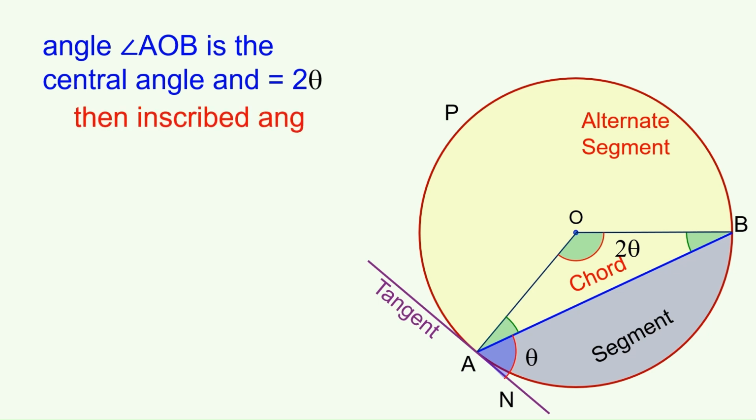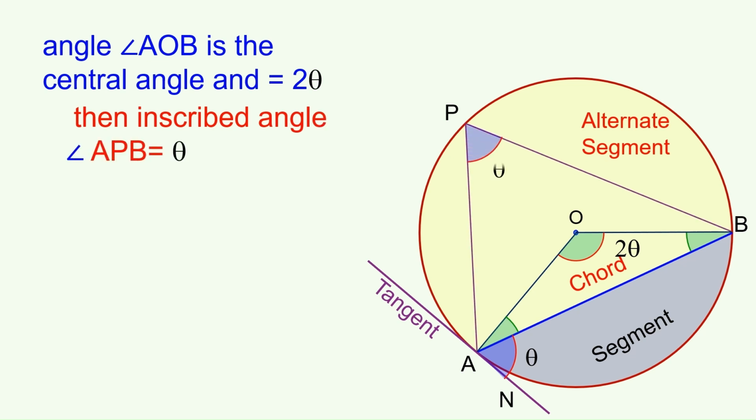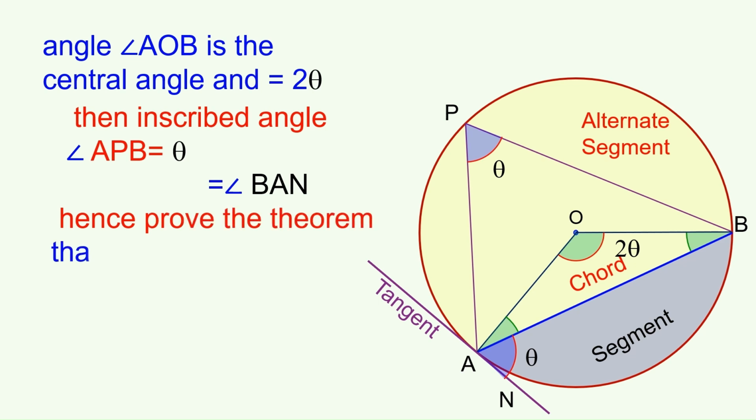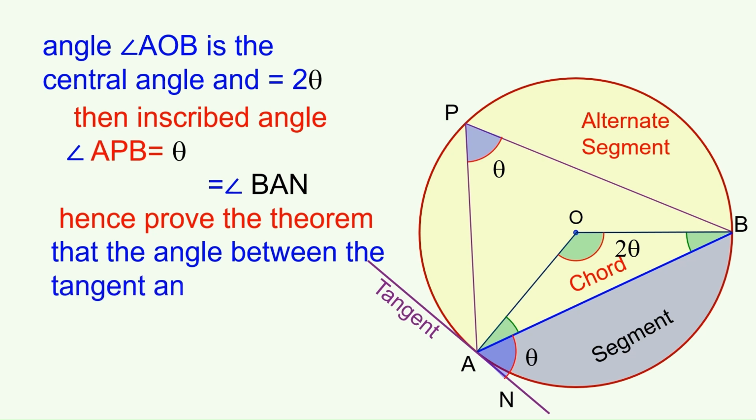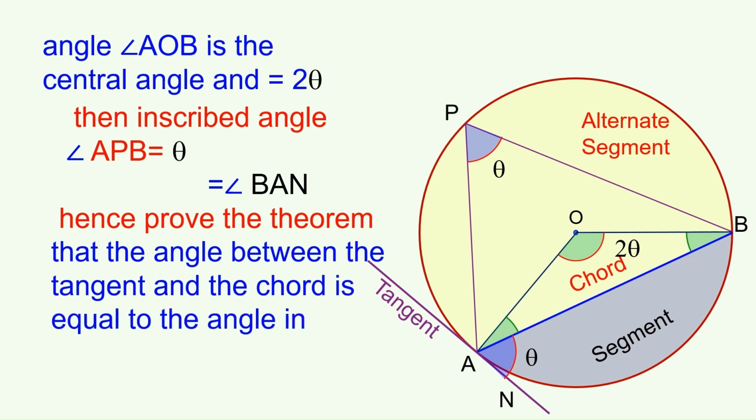Then inscribed angle APB equals theta, equals angle BAN. Hence prove the theorem that the angle between the tangent and the chord is equal to the angle in the alternate segment.